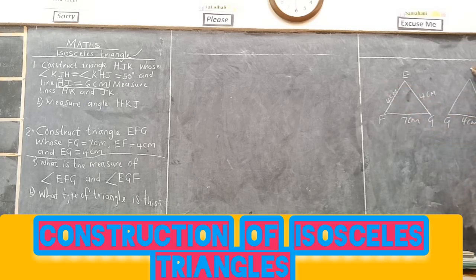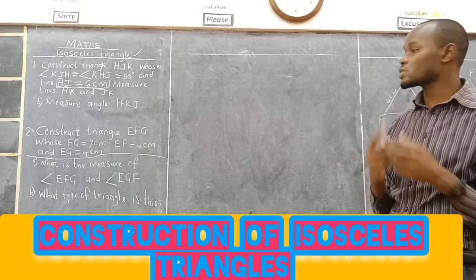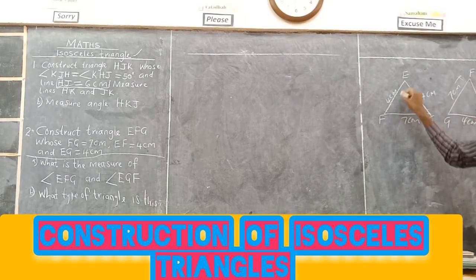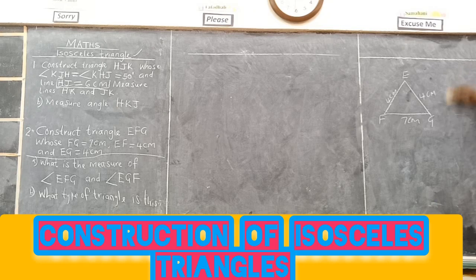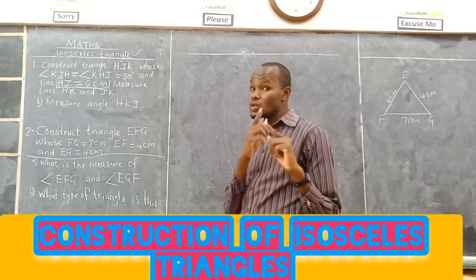Then the other letter here will be F. FG is 7 centimeters. Then we have EF, which is 4 centimeters. If you draw this one or that one, the results will be the same. The measurements and the angles will be the same. I'm drawing this sketch to help you do your construction very fast. So let us move together from step 1 to the last one.